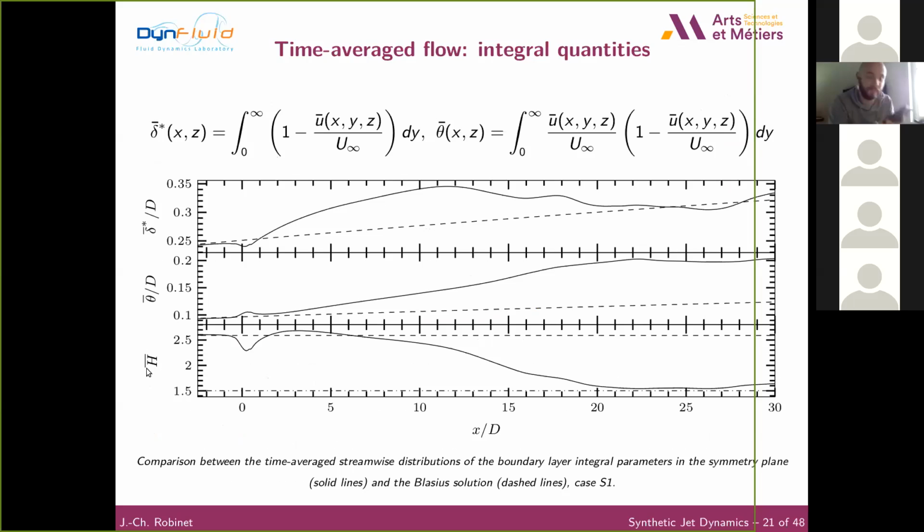And if we look at the evolution of the shape factor, you see at the beginning this value is compatible with the Blasius boundary layer. With the presence of the jet, it decreases slightly, and after progressively in the wake, the shape factor decreases until the turbulent value, which is around 1.5, but it's not strictly speaking turbulence, as I said before.